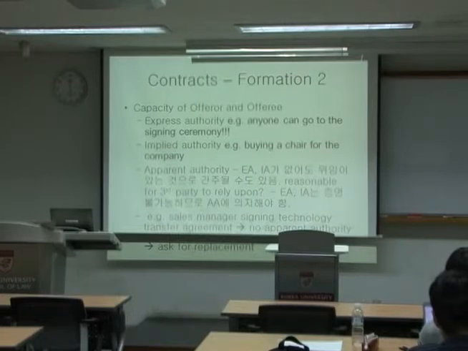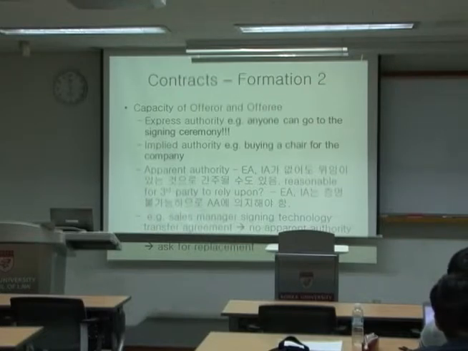Anyway, does she need to take power of attorney with her? No. Okay. As long as there was truthful delegation, 위임이죠, truthful delegation, that was properly expressed, it doesn't need to be in writing. Okay. Now, that doesn't mean that the other side will accept your secretary as the proper offerer or offeree. That doesn't mean that.